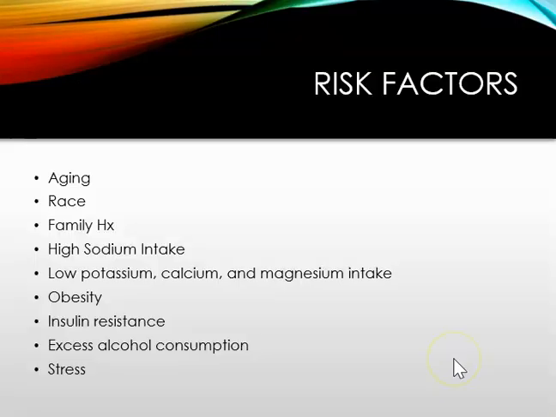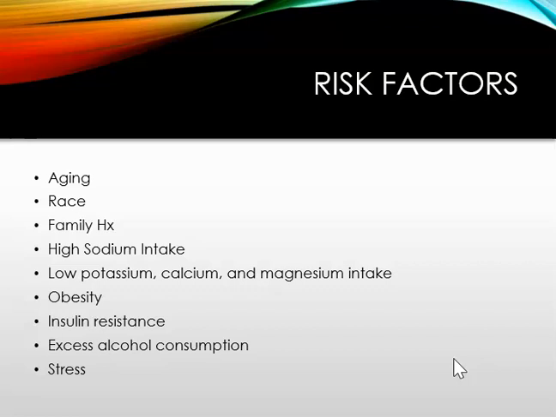Risk factor, age. So this typically is going to affect the middle-aged adults and older adults. Race, significantly increased in African Americans. So approximately 40% of African Americans are hypertensive, whereas less than about 30% of Caucasians and Hispanic people are affected. So family history, 40% of people have a genetic link to hypertension.